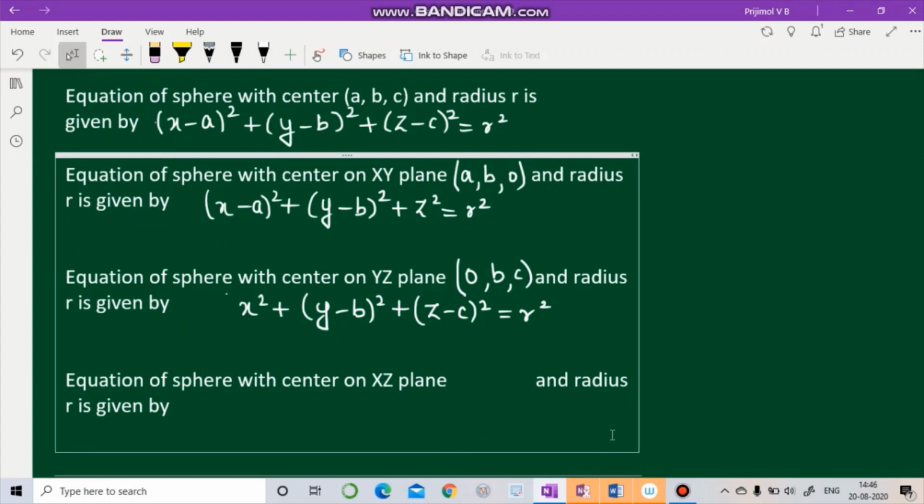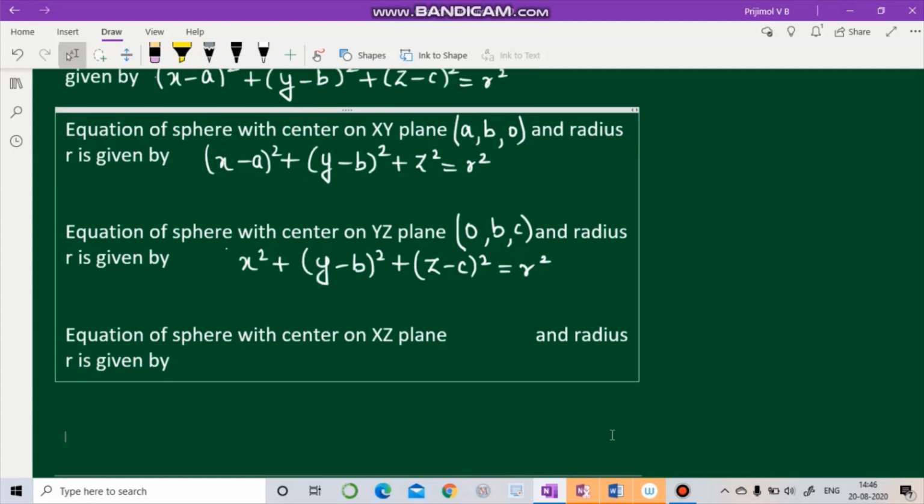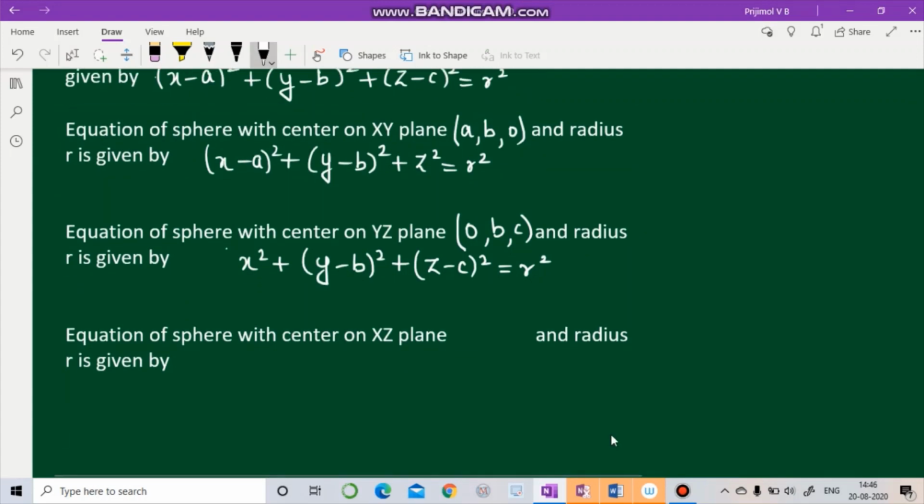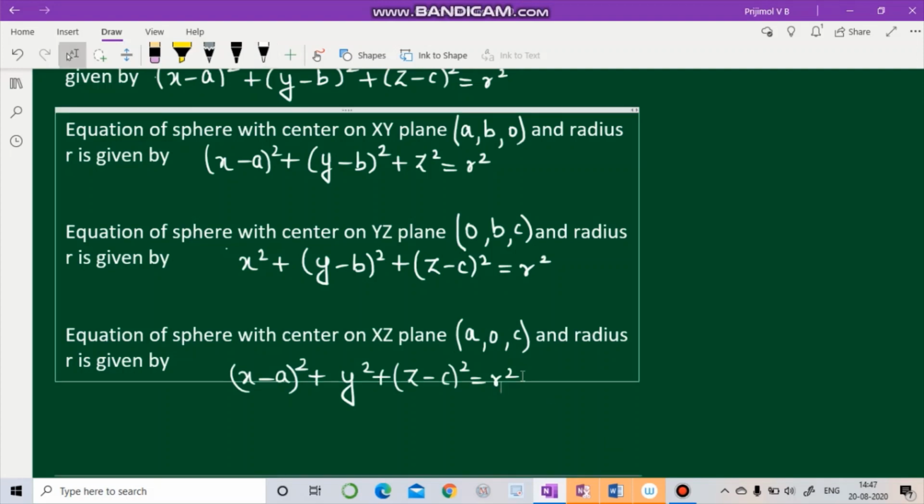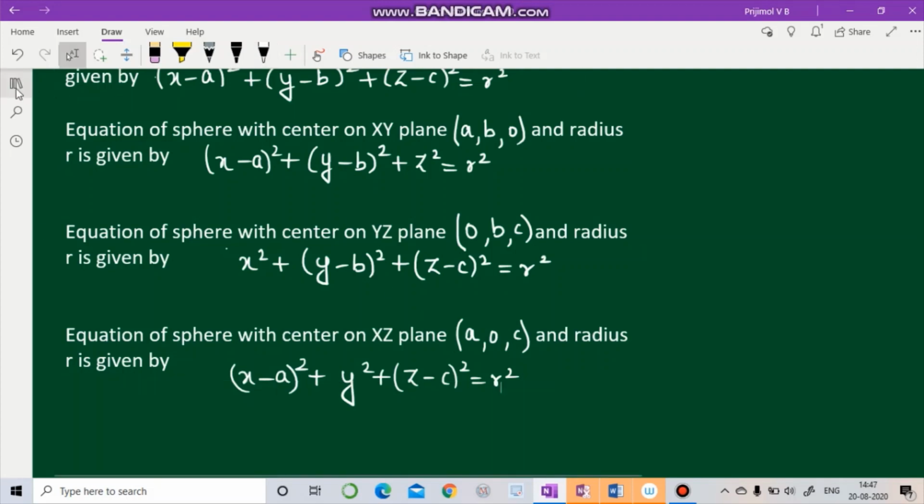The next equation is the equation of the sphere with center on the xz plane, that means there is no y coordinate. So a, 0, c, this will be the center and the equation is (x minus a) whole square plus y square plus (z minus c) whole square equal to r square. Now with the center, this is the equation of that sphere. Now what if the centers are lying on an axis?